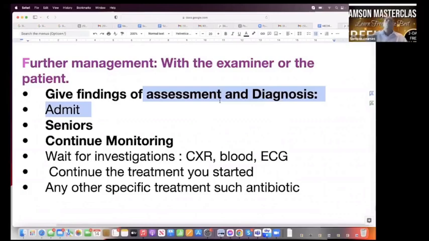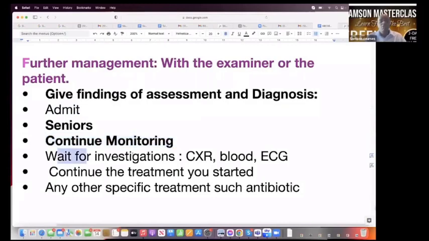We have given you nebulizer salbutamol, IV hydrocortisone, and magnesium sulfate, and you have responded well. I suspect you have an acute exacerbation of asthma. So what we need to do further is keep you in hospital. We need to continue the current treatment. You are taking nebulizers, and you're on magnesium sulfate.